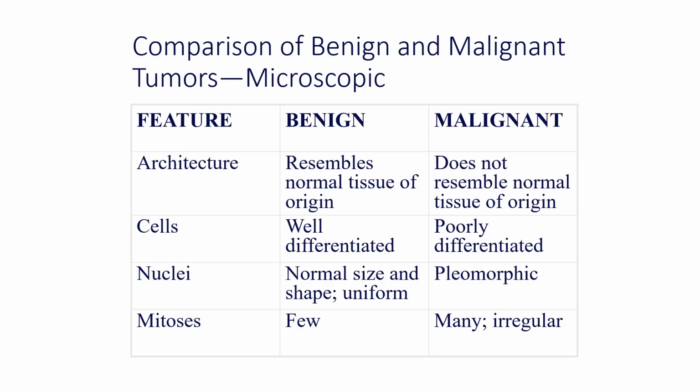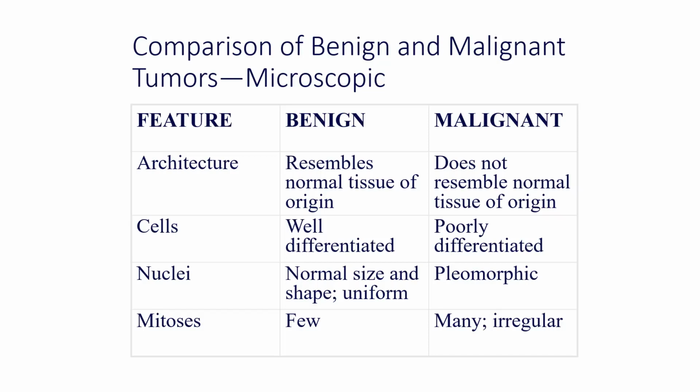The nuclei are of normal size and shape, and they're uniform in benign tumors. In malignant tumors, they're pleomorphic, so different sizes and shapes of nuclei. Benign tumors have few cells going through mitosis. Malignant, many, and they're irregular.